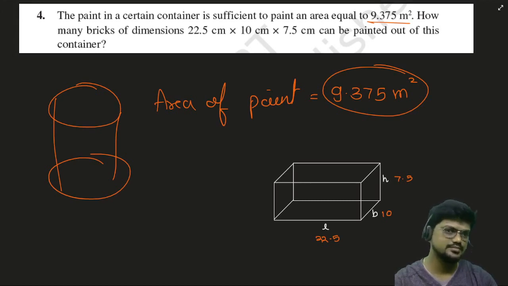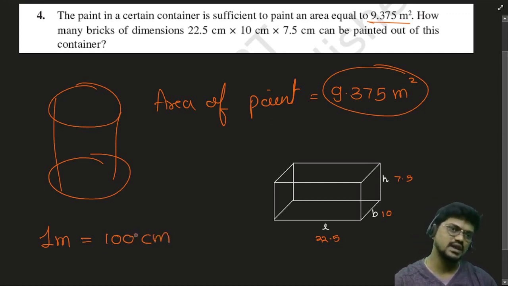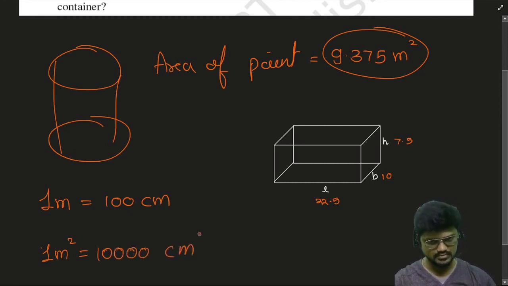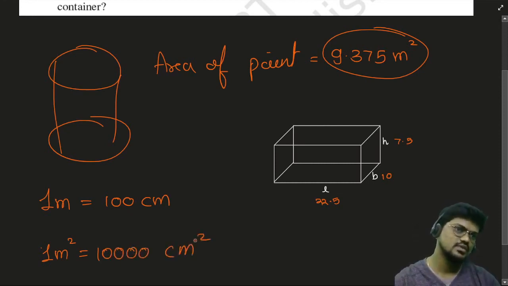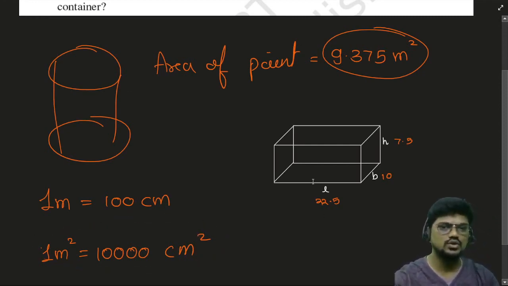Sir, the area of paint is in meter square and the brick is in centimeter. So you have to do the conversion. I will give you the conversion also: 1 meter equals 100 centimeter. Since the area will come in meter square or centimeter square, we square both sides. So 1 meter square is the square of 100, that is 10,000 centimeter square. Got it? You have to use this conversion. Please do it on your own. I'll be back in a minute.